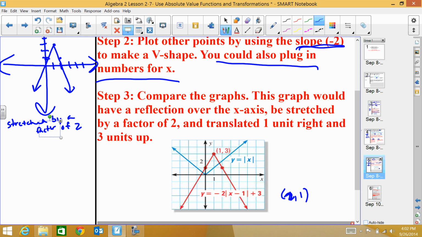Hold on, let's look at that again. So 0, let's plug that in. We have negative 2, 0 minus 1 plus 3. So 0 minus 1 is negative 1. The absolute value of negative 1 is 1. So we end up with negative 2 plus 3, which equals 1 again. So if I plug in 0, I get 1 again. So that would be this point here. So like I said, if you don't know how to graph it, just plug in points and you'll still be able to see your V shape.